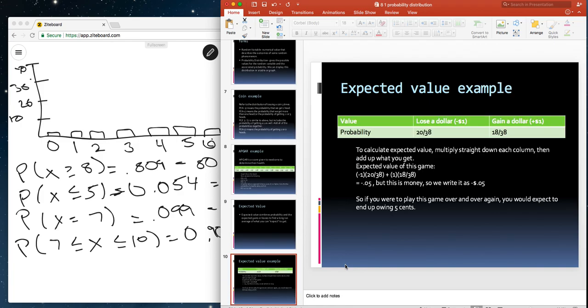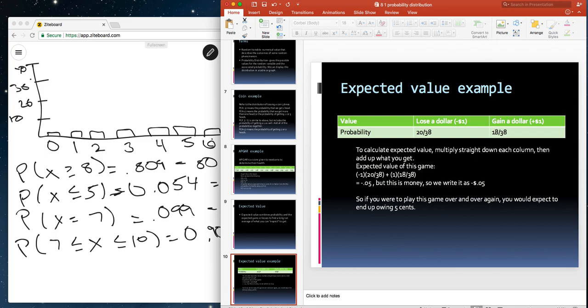Alright, so say you were going to play a game, and you could either lose $1, which up here our x value is -1, or you could gain $1, which is +1. The probability that you lose $1 is 20 out of 38, and the probability that you win $1 is 18 out of 38. So you might be able to guess that if you play this game a lot, you're going to end up actually owing money, because the probability of you losing is slightly higher than the probability of you winning.